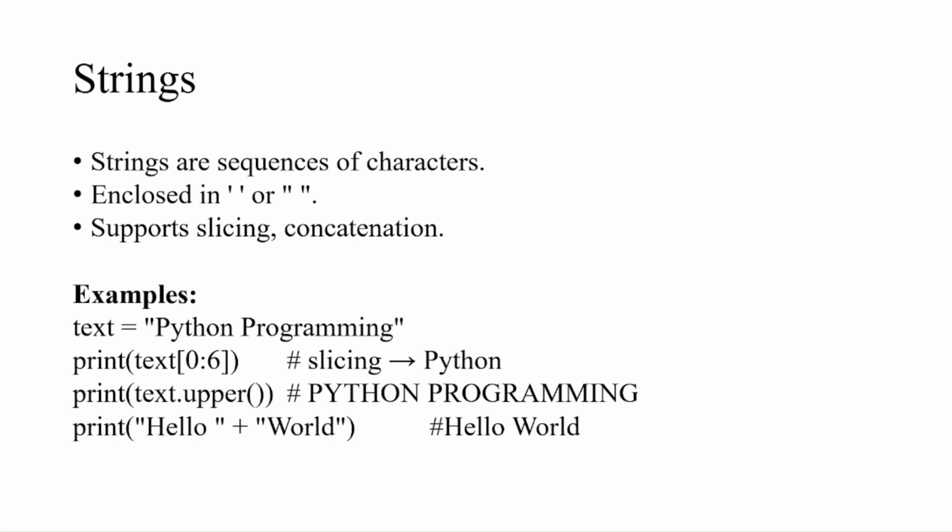Next one is strings. Strings are sequence of characters and must be enclosed with single quotes or double quotes. And it supports slicing and concatenation. Slicing means extracting some part of a string, and concatenation means combining two strings together with the plus symbol, and we use upper and lower methods to convert a string to uppercase or lowercase, and also we can use the length method to know the length of the string. And I will explain everything in this by giving an example and executing it.